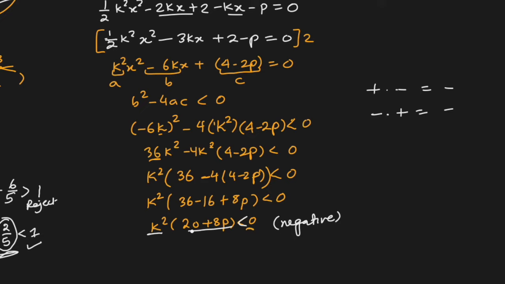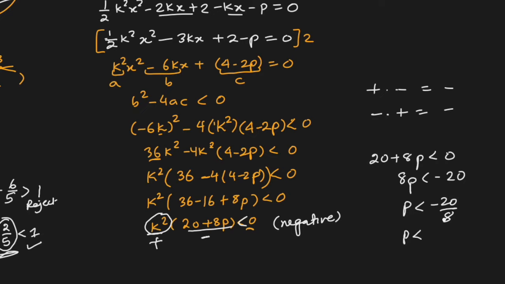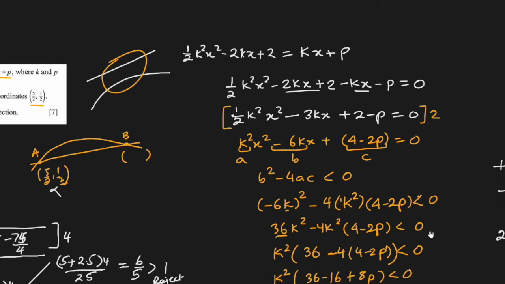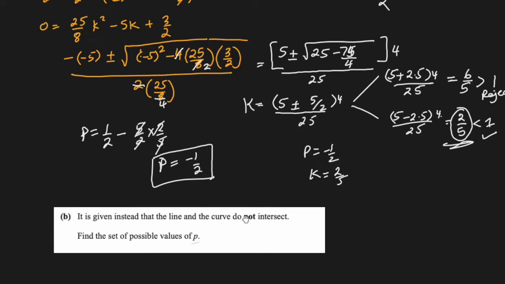That means one of them is negative, one of them is positive. A square cannot be negative, so definitely this is positive. That means definitely this is negative. So this makes our new equation: 20 plus 8p is negative, right? And that gives us 8p is less than minus 20. P is less than minus 20 over 8, which is minus 2.5 or minus 5 over 2. P is less than minus 2.5 is the solution of this, because they were asking the P part. They were asking find the set of possible values of P. P is less than minus 2.5 is the solution.